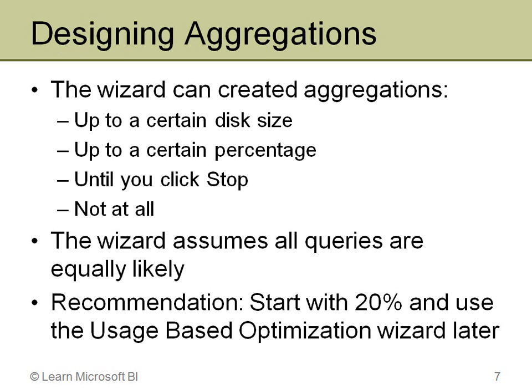Once you've walked through the wizard and you've set the aggregation usage and you've set the aggregation counts, it's now time to design it. And you actually have 4 methods here. One is up to a certain disk size, one's up to a certain percent, one is just until you click stop, and then one is don't create any at all. Now, the until you click stop seems kind of strange here, and you'll see when I run through this, of course, very small data set, so it works very quickly.